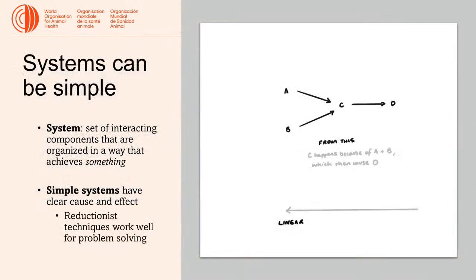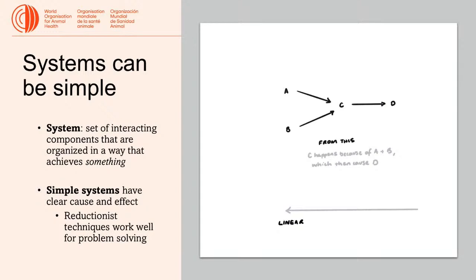So what is a system? Well, a system is a set of interacting components that are organized in a way that achieves something. Systems sort of take on a life of their own. They have a behavior due to the interactions of all of the factors. And systems can be simple. For simple systems, there's clear cause and effect. A does something, B does something, together they cause C to do something, and then that results in an end product of D.